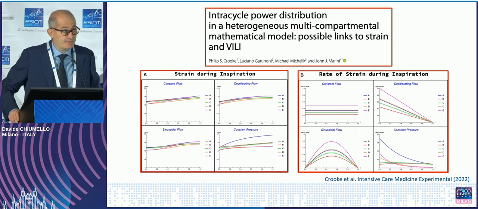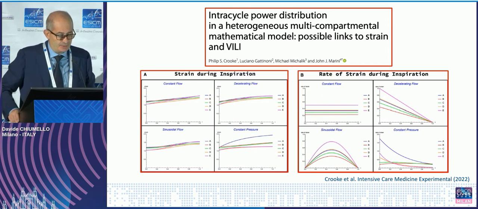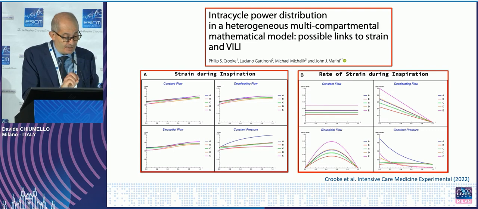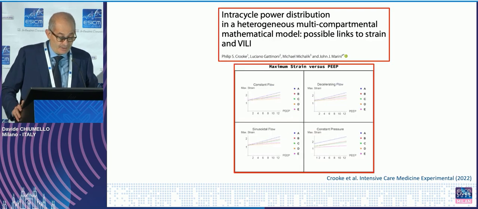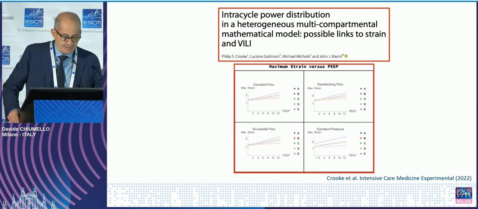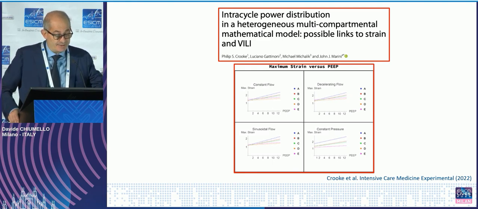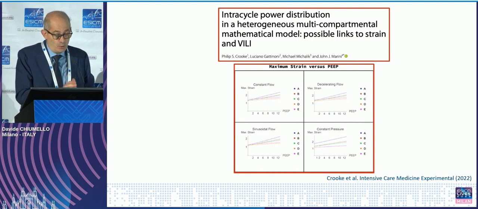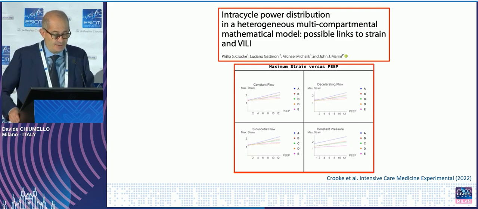On the left part is the strain, so the pressure which is developed inside the respiratory system during the inspiration. And as you can see, the decelerating flow again presents a higher strain compared to the constant flow. And this finding, that the decelerating flow delivered by pressure control ventilation presents a higher strain, was always present when changing the PEEP. So the behavior of the respiratory system was not modified by changing the PEEP.